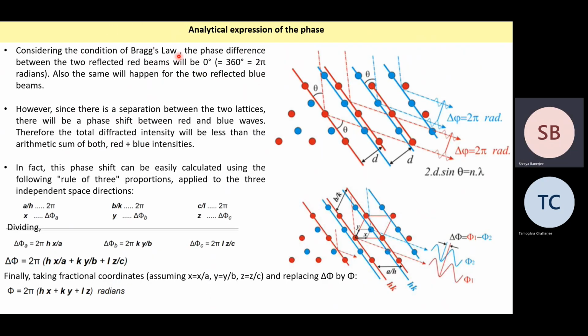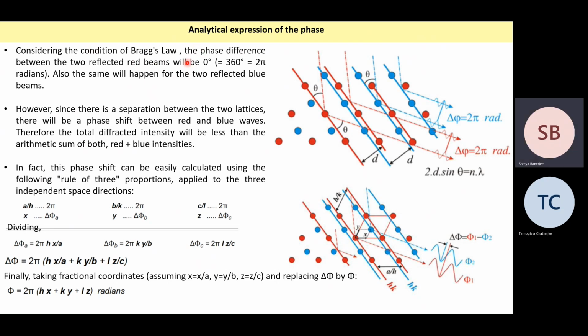So now we have looked in detail at what the structure factor is. Now we also have to look at the detail of the phase. If you consider Bragg's law, this is a crystal formed of two kinds of unit cells. One is the red atoms, which can form a red parallelogram unit cell, and another is the blue atoms, which can form a blue parallelogram unit cell.